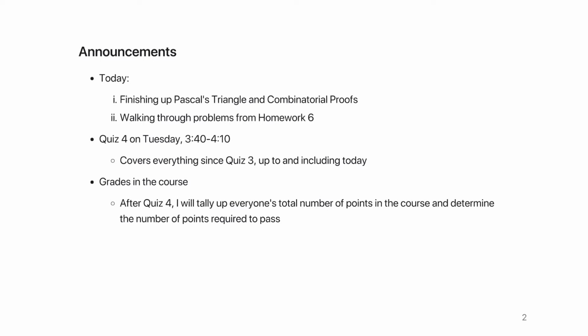And a couple people asked on Piazza regarding grades in the course. So after this quiz on Tuesday, after you take that and it's graded, I'll tally up the total number of points you have in the course, factoring in quiz 1, 2, 3, 4 and homeworks through 6, and determine the number of points that you'll need to earn on quiz 5 and the remaining homeworks to pass the course. Does that sound okay? Cool. So that probably will get done at the end of next week.